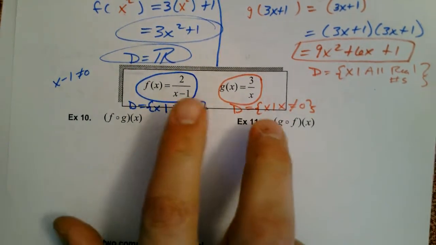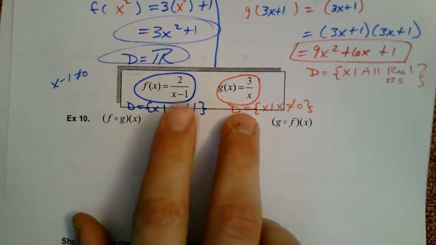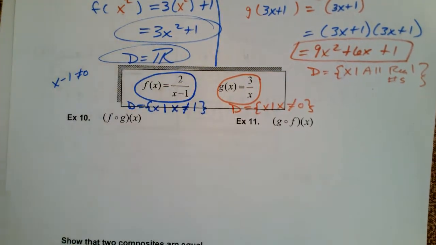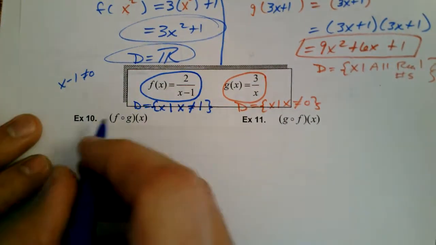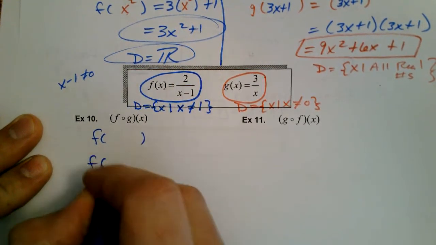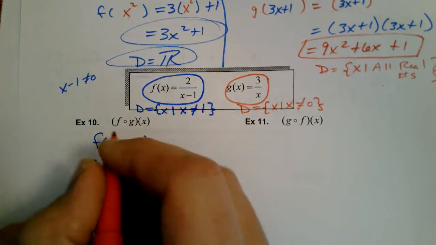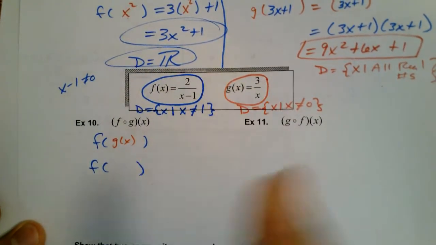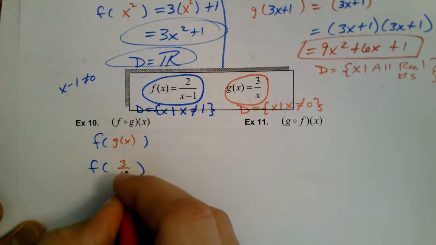All right, so any questions on the domain of the two functions that I'm starting with? So far, so good. I hope we're writing this down. Here we go. So I've got f of g of x. g of x is this guy right here. It's 3 over x.